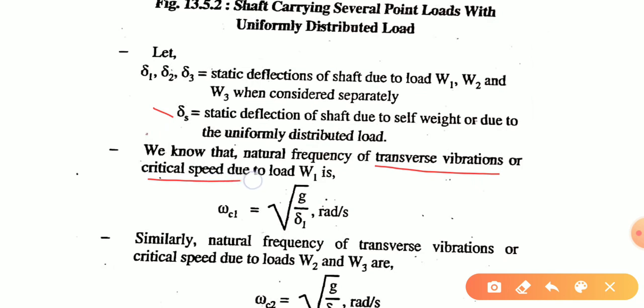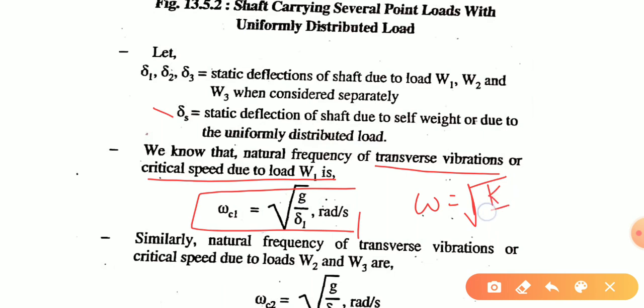Now we know that the natural frequency of transverse vibration, or critical speed due to W1, omega, we have two equations: omega is equal to under root k by m, or it is equal to under root g upon delta. So here we use the equation under root g upon delta 1, which is for load W1.